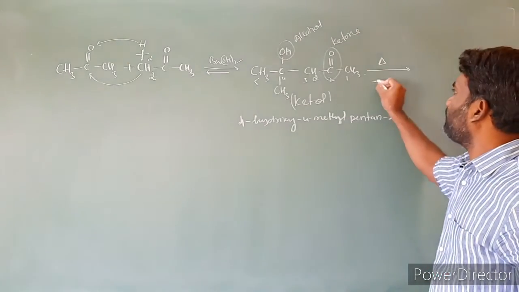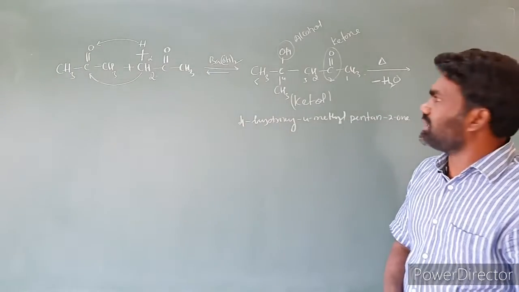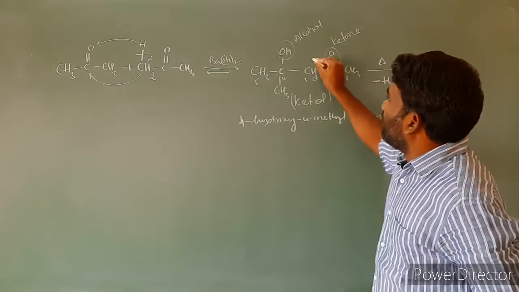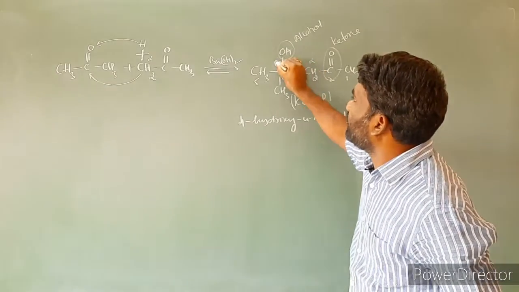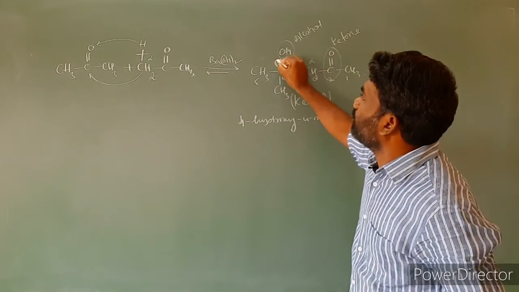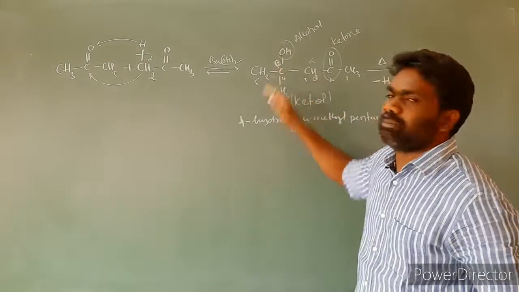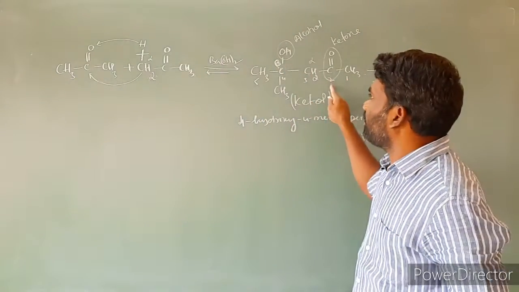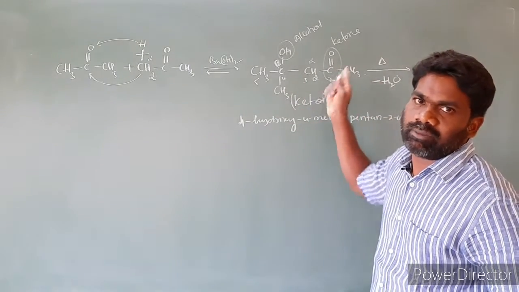Upon heating, what will happen? There is a loss of a water molecule. Where will the water molecule be lost? From the alpha hydrogen and this OH, which is the beta hydroxy. To remember where to remove the water molecule: it is between the alpha carbon and the beta carbon. After writing the product, again find the alpha hydrogen, alpha carbon and beta carbon.